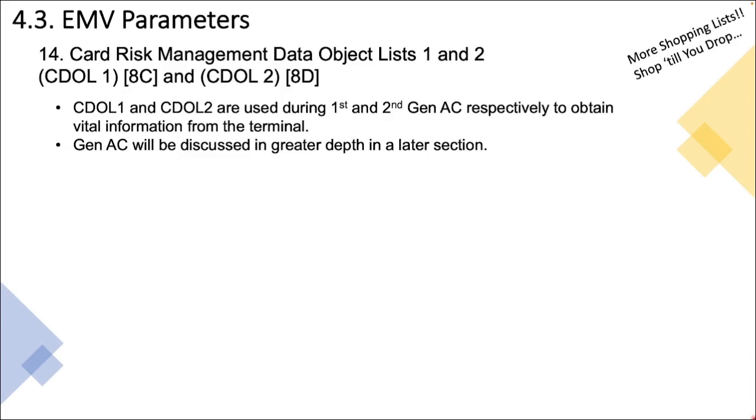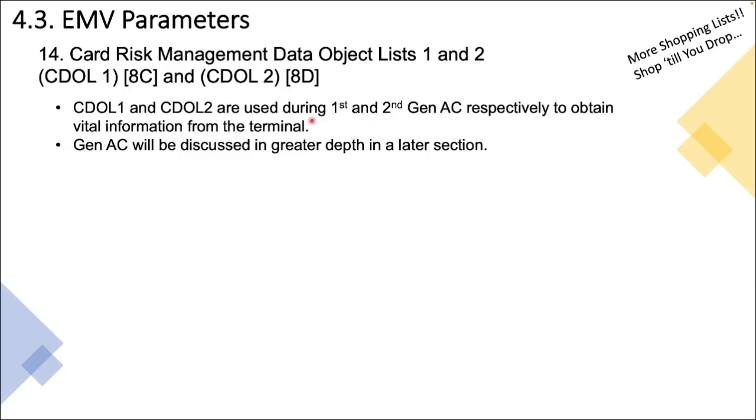Okay. Whilst we're on data object lists, there are two other data object lists that we should mention. CDOL 1, which is Card Risk Management Data Object List 1, and CDOL 2, which is Card Risk Management Data Object List 2. Okay, tag 8C and tag 8D. CDOL 1 and CDOL 2 are used during the first and second Generate AC phases of a transaction, respectively.